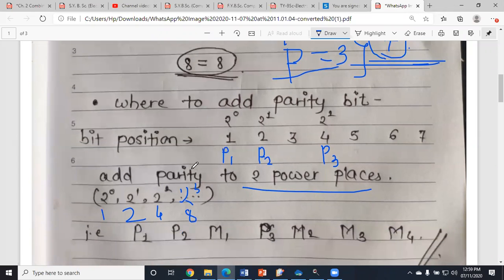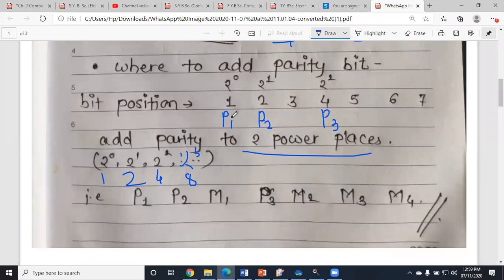Okay, now see. First is what? Your parity bit. This is your 7 bits of data. From that, first is your parity bit, so P1 I will write here. Second is your second parity bit, that is P2. Now, this is the one position I have left: second position, third and fourth. Here I will add my message bits: M1, M2, M3, M4.